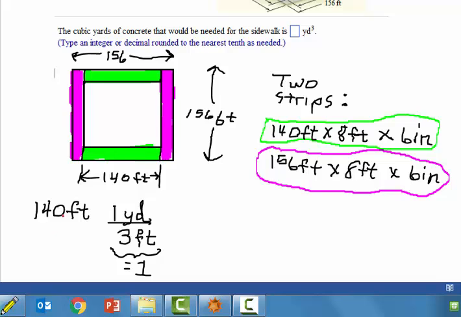So I'm going to multiply by a special form of 1 that allows me to divide the feet out of the problem and wind up with yards. So I have 140 over 3 yards.